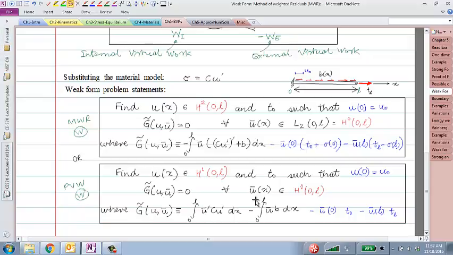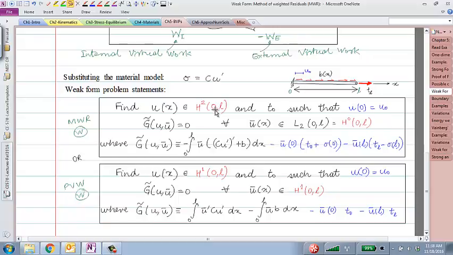Last time I pointed out that in the method of weighted residuals form of the weak form, since the real displacement has two derivatives on it, we would want that whatever displacement function we find must be H2. And anybody remember what H2 is?